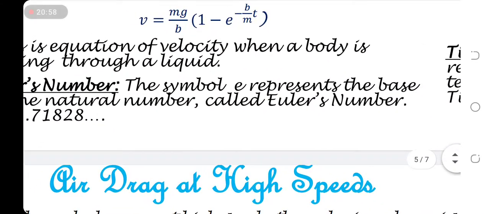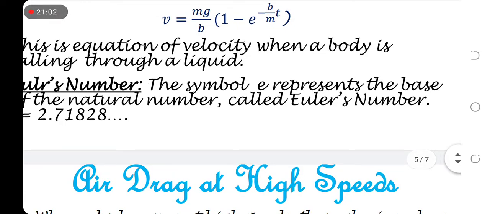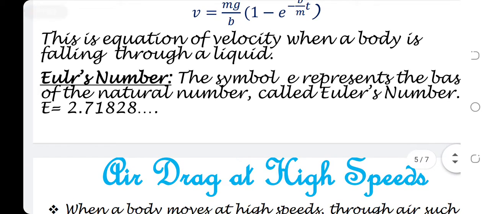Here e is the exponential. The symbol e represents the base of the natural logarithm, called Euler's number. Euler's number is always represented by lowercase e with the value 2.71828. This is a constant we must keep in mind and memorize.